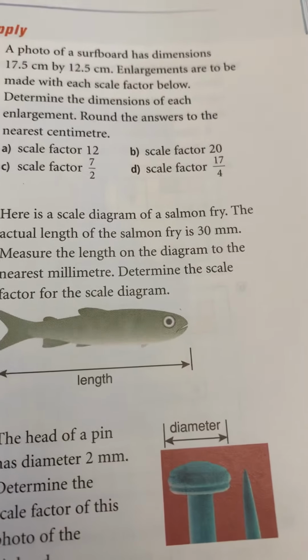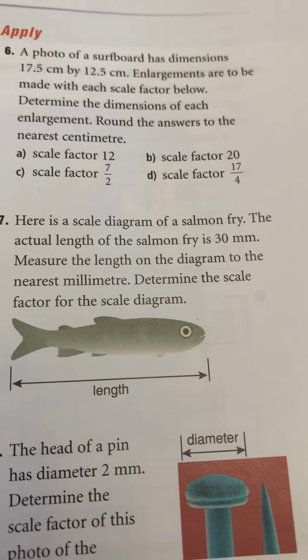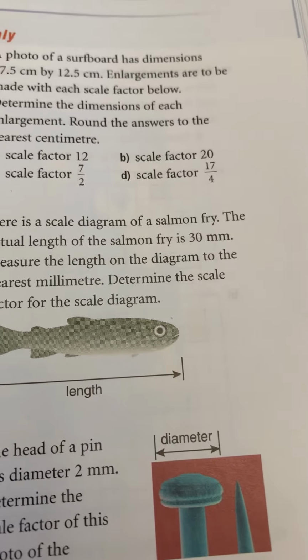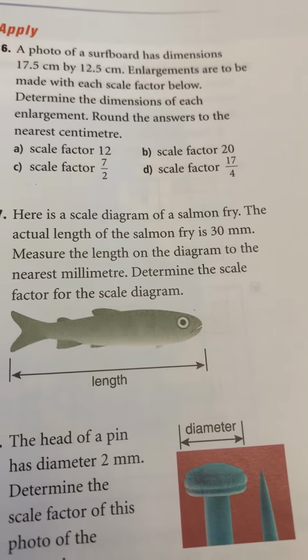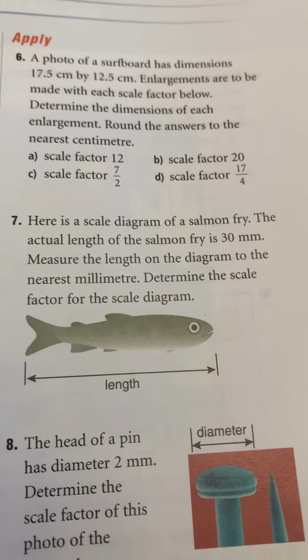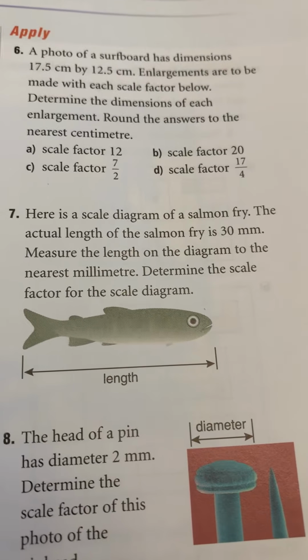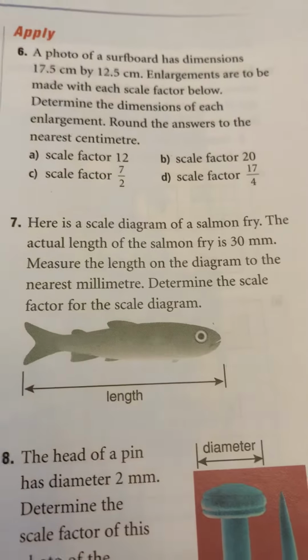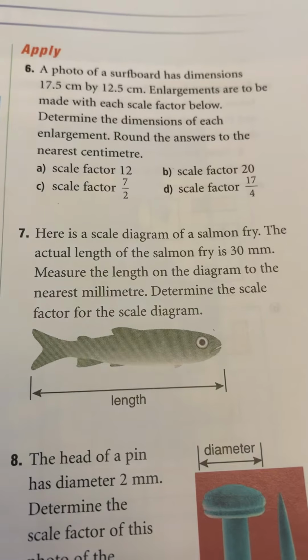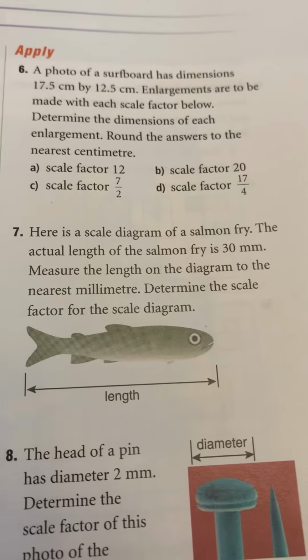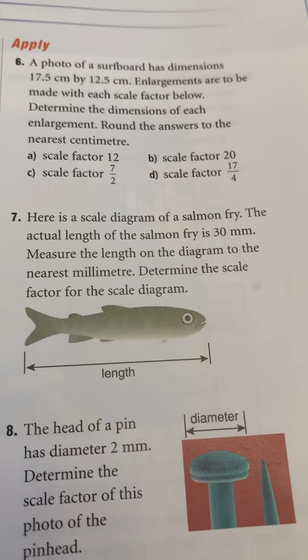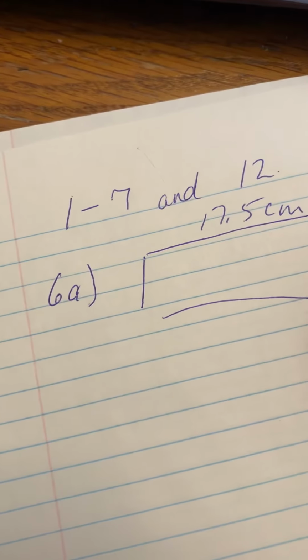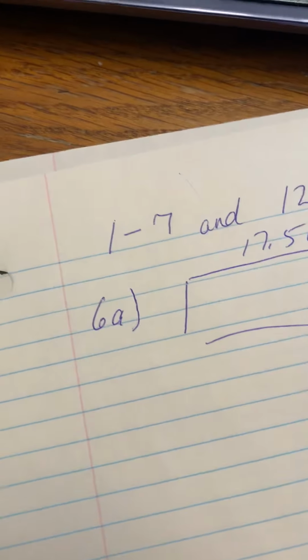So question number 6 says, there's a photo of a surfboard that has dimensions of 17.5 by 12.5 centimeters, and we're going to make enlargements. That means they're going to get bigger, and that is why all the scale factors listed here are greater than 1. If they were less than 1, we'd be making a reduction, which is going to be tomorrow's lesson. Okay, so if we were to increase these by a scale factor of 12, what you would do, and here's my picture, is you would multiply each of these dimensions by 12. Okay, it's as simple as that.